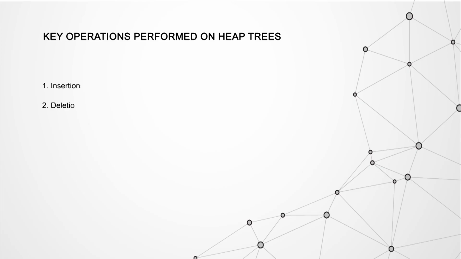Now, we will discuss the key operations we can perform on a heap tree. The following operations we can perform: insertion, deletion, peek, heapify, change priority, merging heaps, and many more. Now, we will talk about the first operation, insertion.